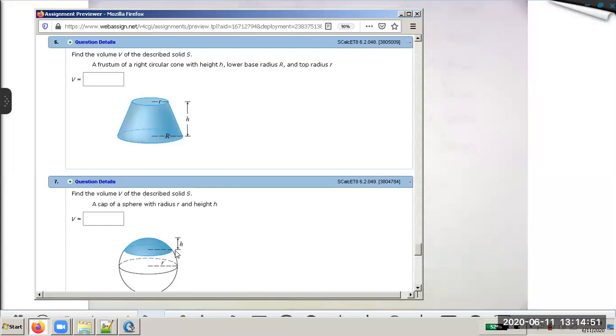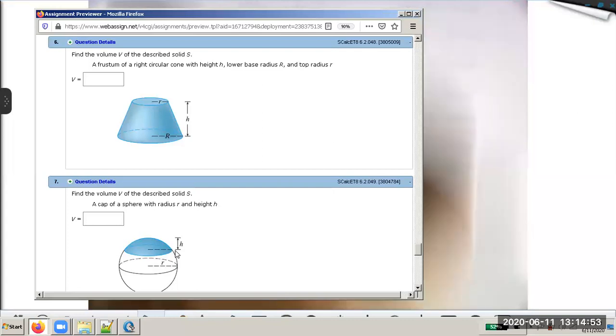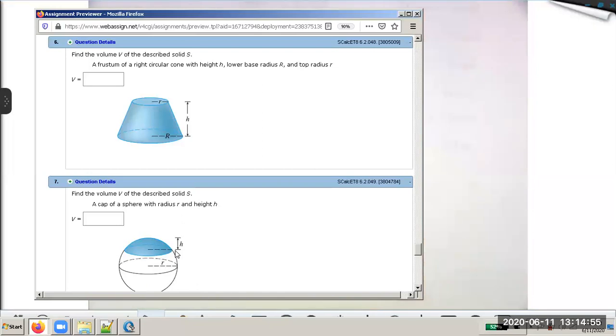Look under the modules in Canvas. You have a bunch of links to videos and people solving these sort of problems. I think you might find that helpful. Go ahead and see if we can sort out number 7 here. So we want to find the volume of the sphere. Best to draw this.